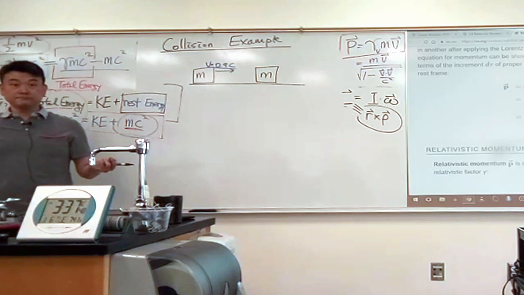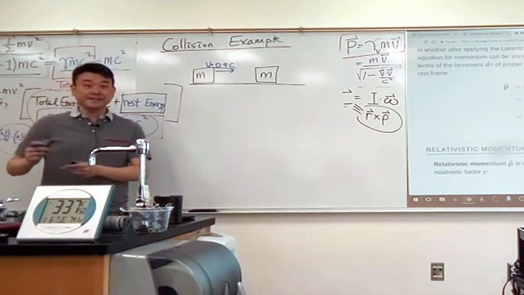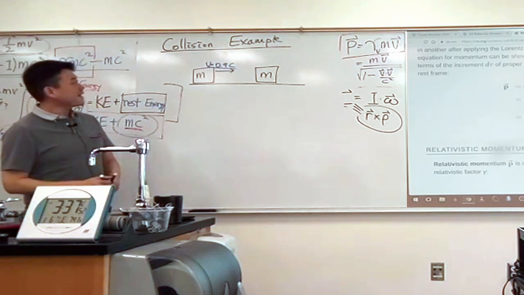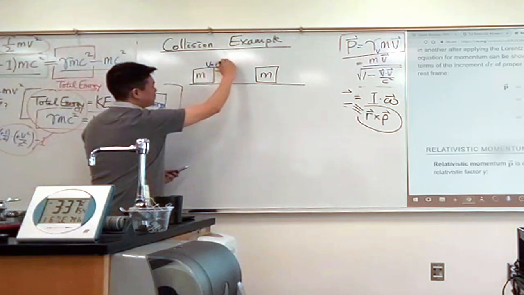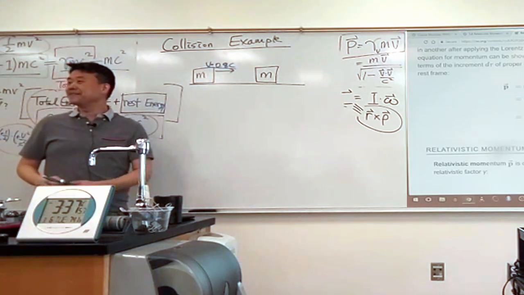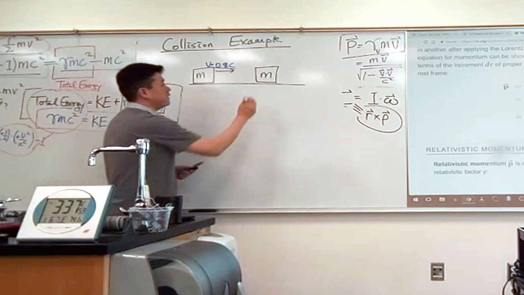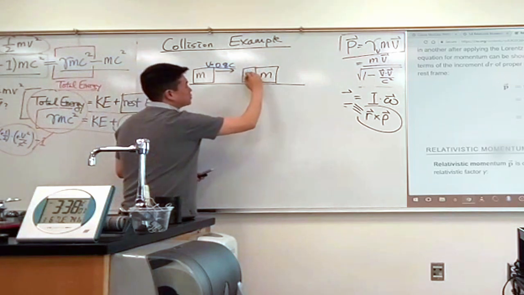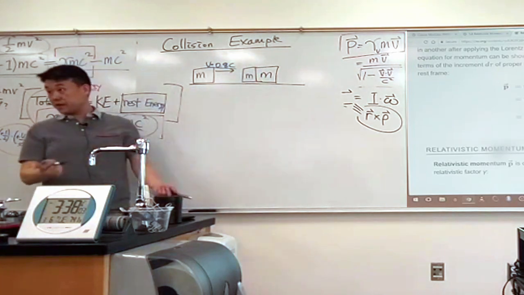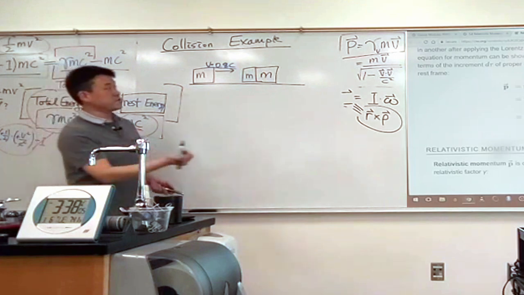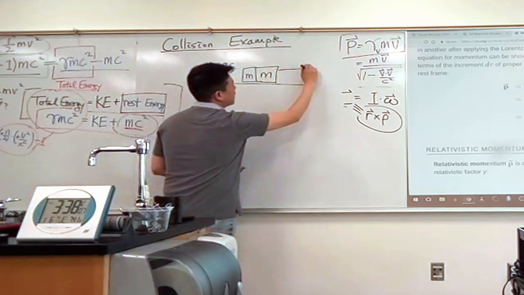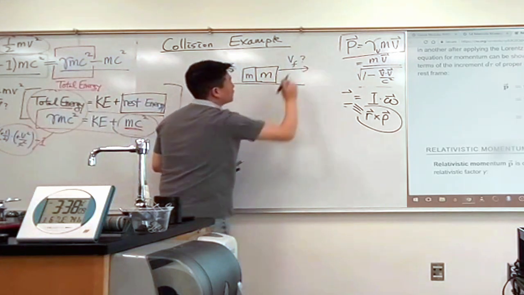A reasonable relativistic speed. I guess I could make it 0.8. Let me make it 0.8. That's probably better. So they collide, and it's an inelastic collision. So after the collision, they will stick together. And here's the question: after the collision, how fast do they move off together?